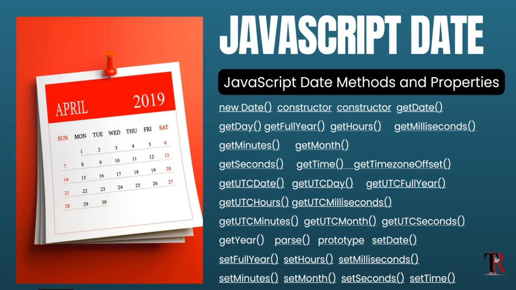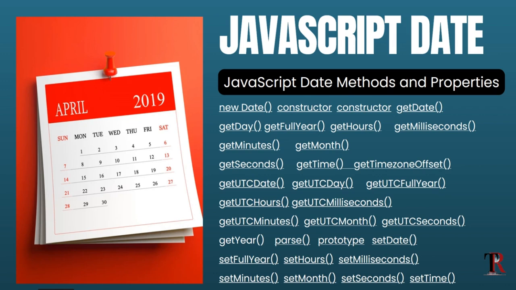Then we have the getUTCDate that returns the day of the month according to universal time from 1 to 31. Then we also have the getUTCFullYear, which is the same as the getFullYear method, that returns the year according to universal time. We also have the getUTCHours, which is the same as the getHours method, which returns the hour according to universal time from 0 to 23. We have the getUTCMinutes, which returns the minute according to universal time from 0 to 59. And we also have the getUTCMonth, which is the same as the getMonth, which returns the month according to universal time.